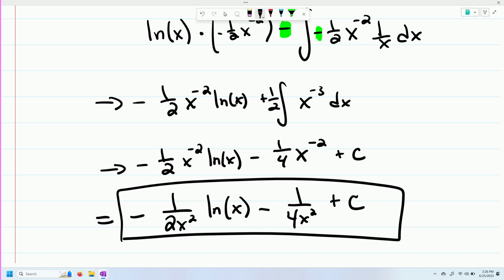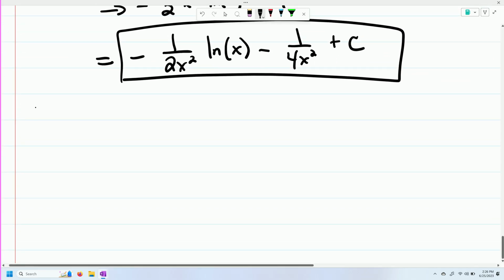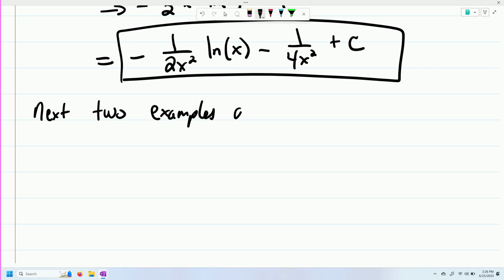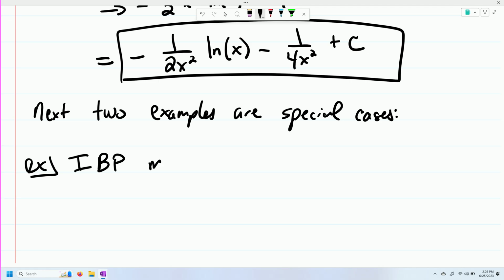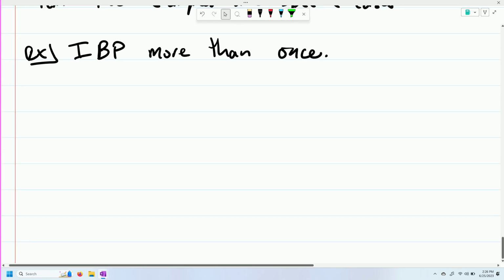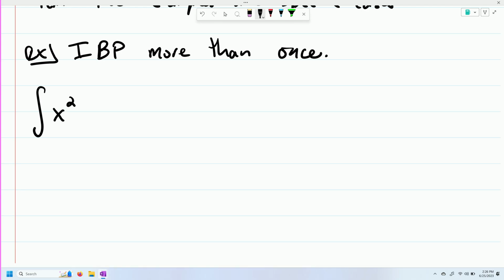Okay, now the next two examples are really going to pinpoint some stuff. The first one is going to be where we have to use integration by parts more than once. So let me write this down. Next two examples are special cases. All right, so here's the first example: integration by parts more than once. We have the integral of x squared e to the 3x dx.